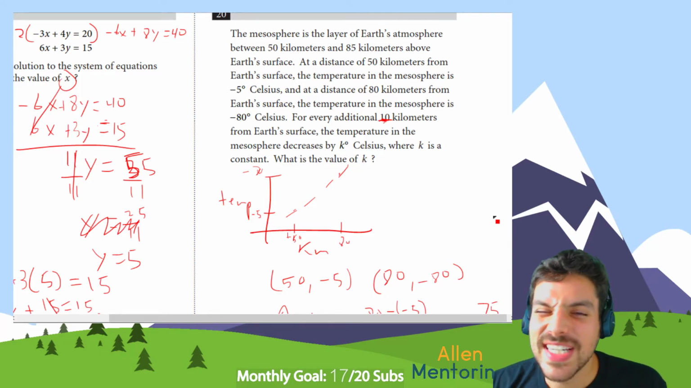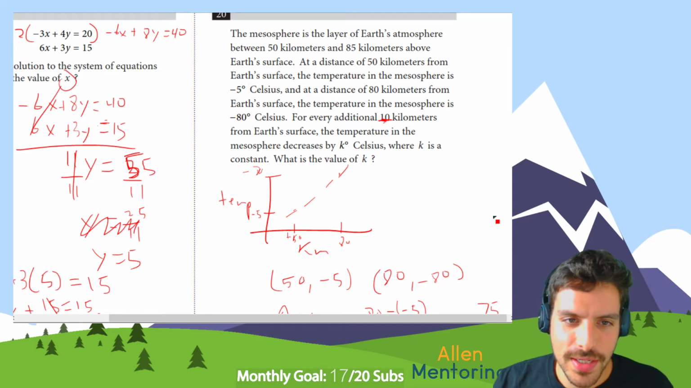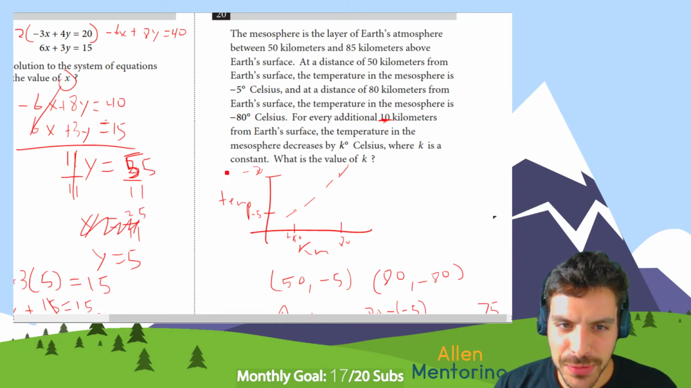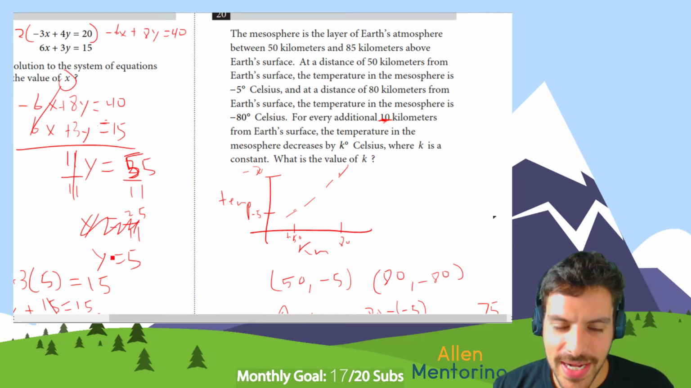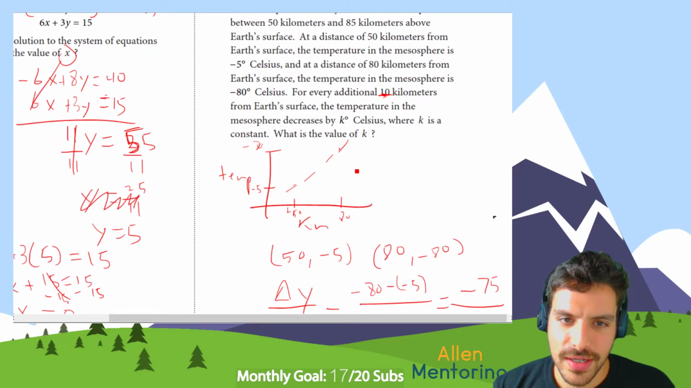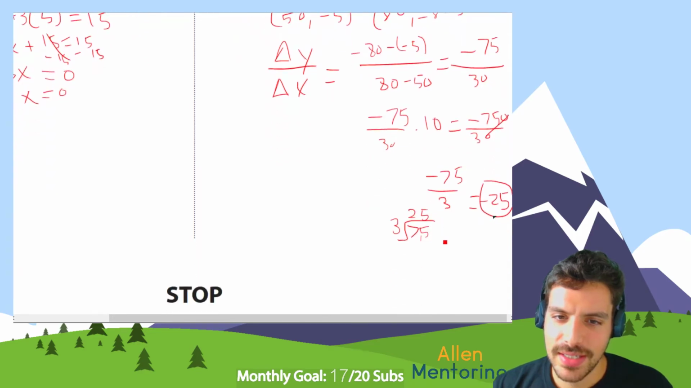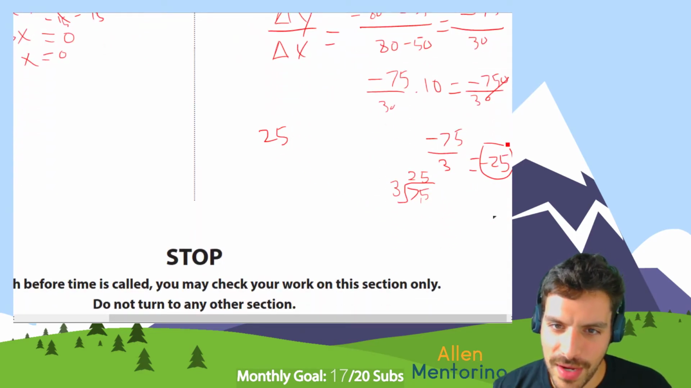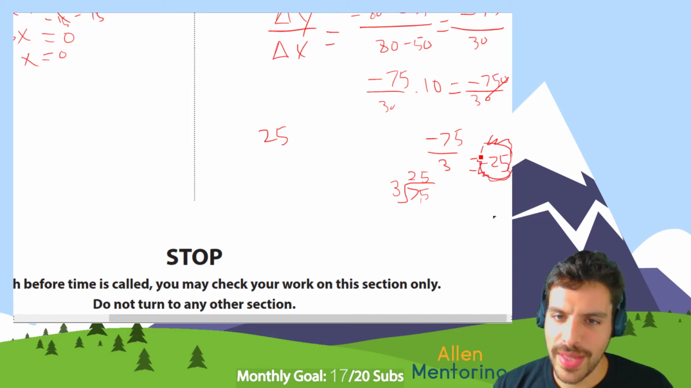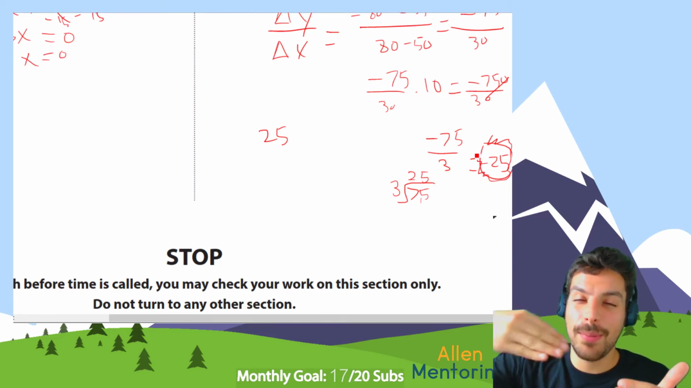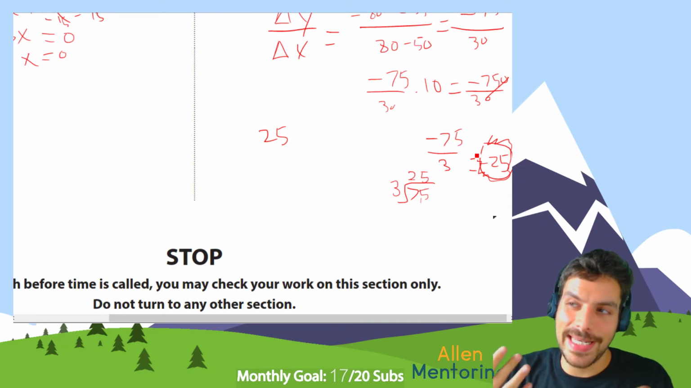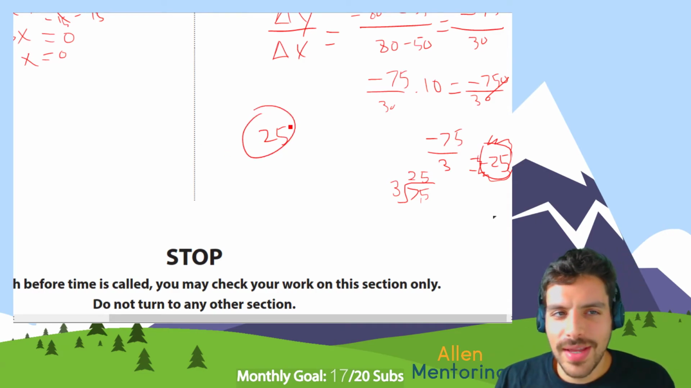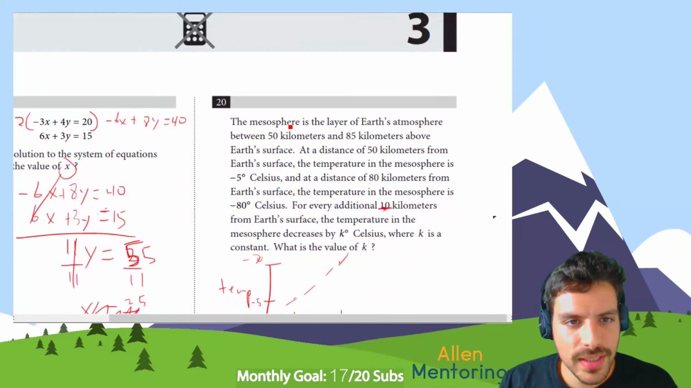Ooh, oh, they almost got us. I knew there was one more little trick. They say that it decreases by k degrees Celsius, right? So it decreases not by -25, it decreases by +25, right? Because we know that every 10 kilometers it goes down by 25, but that's like saying it decreases by +25. Man, these SAT guys, they're tricky.